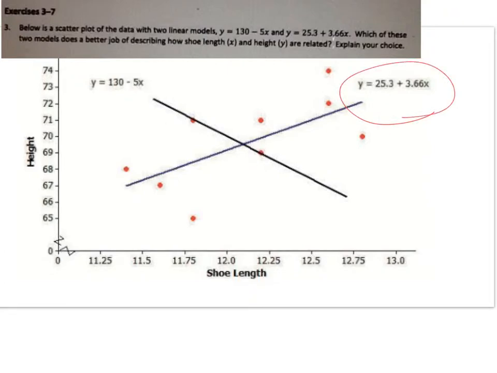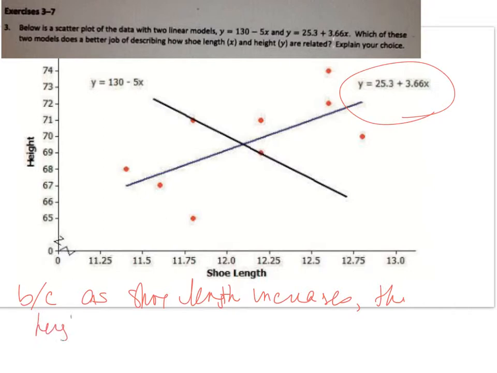I would say that equation right there is a better choice, because as shoe length increases, the height of the person also increases, which is a positive slope.